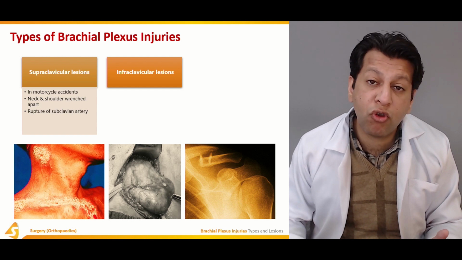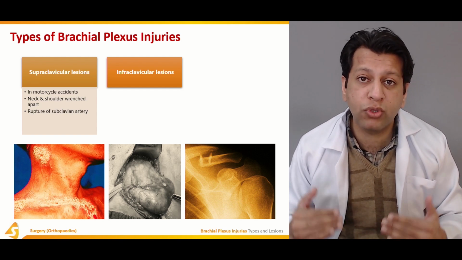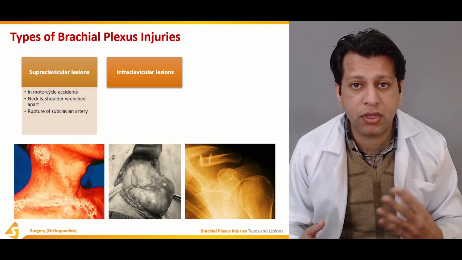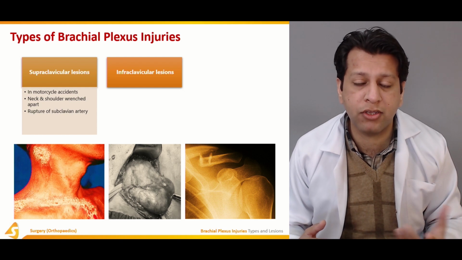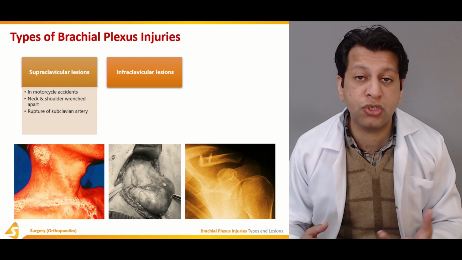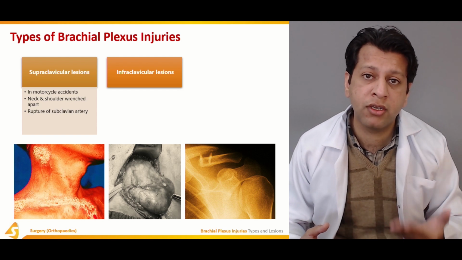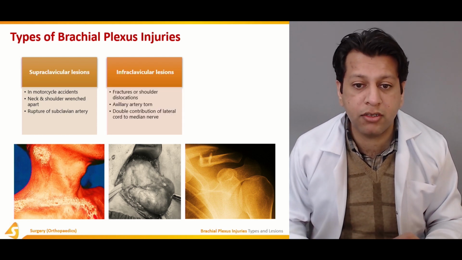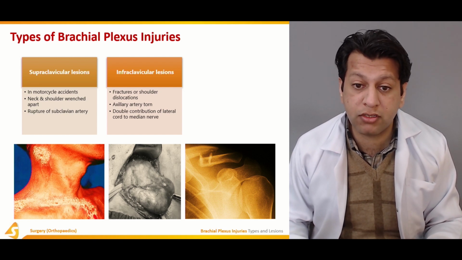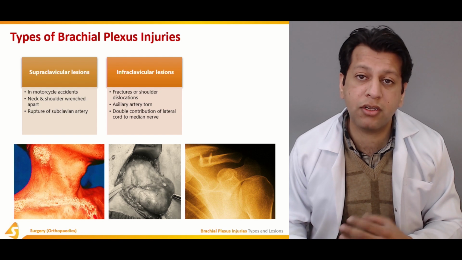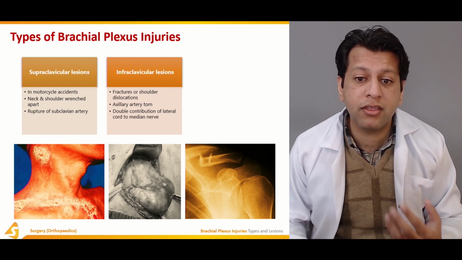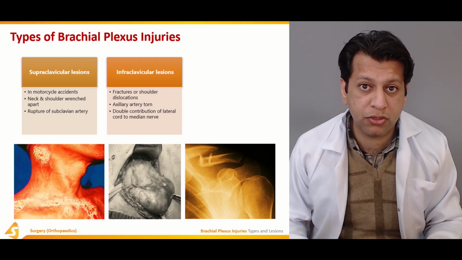Then it is the infraclavicular. This is the most common form of injury, usually resulting below the level of the clavicle, because this is where most injuries take place, usually in motor vehicle accidents, stab wounds, and gunshot injuries to the chest. This is where most of the damage occurs. It is usually associated with fractures of the shoulder and dislocations. There may be a loss of the axillary artery as well, it may be associated with vascular injuries, and there may be other problems associated with it.